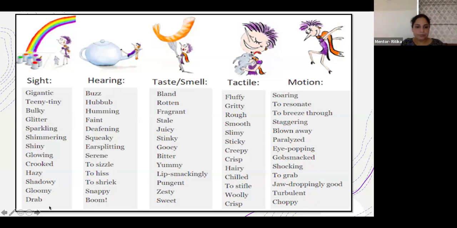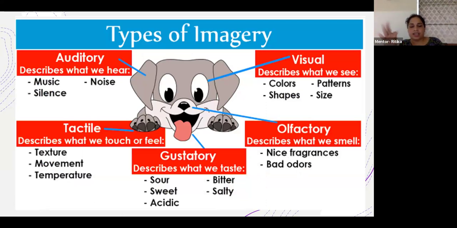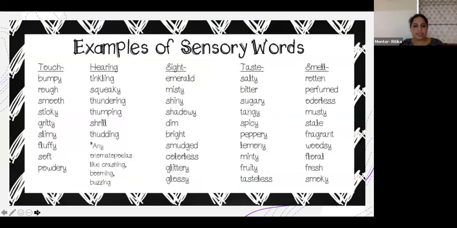Okay. So through another picture, let me just tell you what is tactile. Gustatory is what you taste, isn't it? Olfactory, the smell, nice fragrance, odor. So there are so many words describing the fragrance, and the tactile is the texture, movement, touch, like that. Okay. Now again, more words for sound: tinkling, thumping, thundering. So there are so many words.